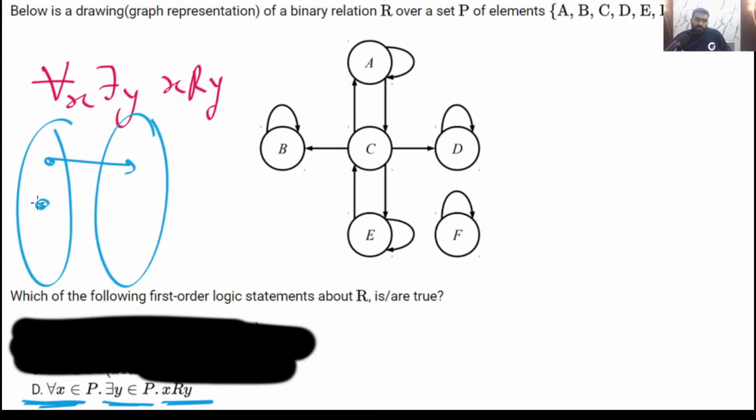For this there is someone. So this is what option D is saying. So can I say for everyone there is someone? Yes, of course, for everyone there is someone.